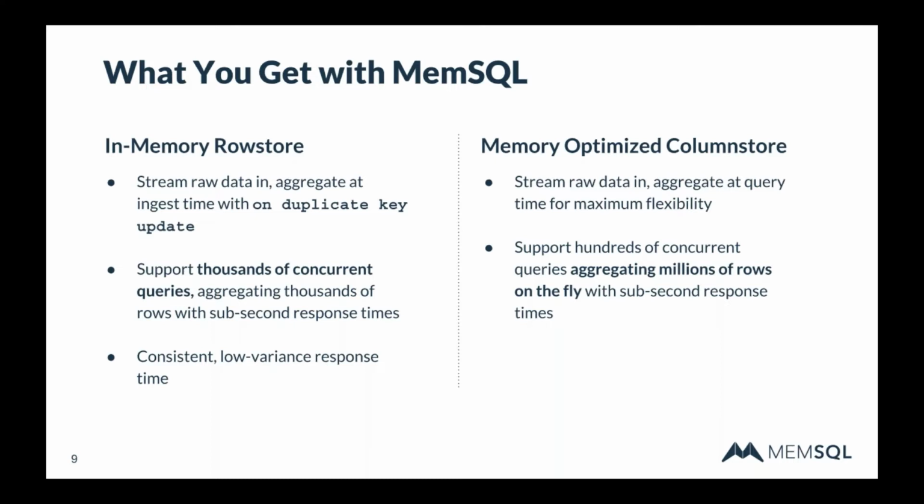And with Columnstore, query execution technology is a little different. I'll talk more about that later, but we can support hundreds of concurrent queries against Columnstore, each of which are aggregating millions of rows on the fly with sub-second response times. And if you have lower concurrency, you can process billions of rows in a fraction of a second for a single query.